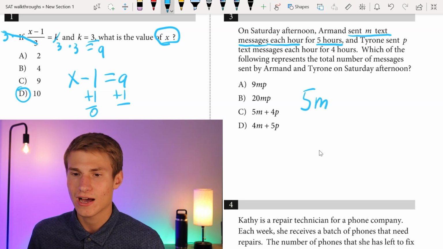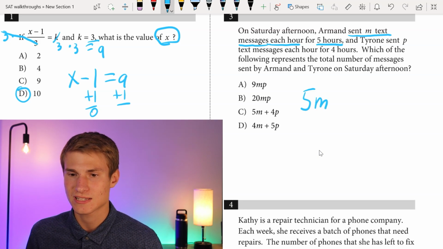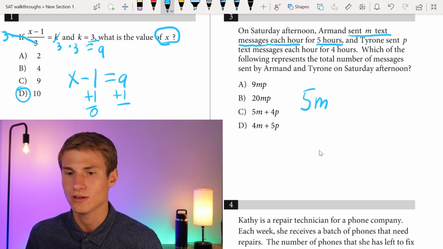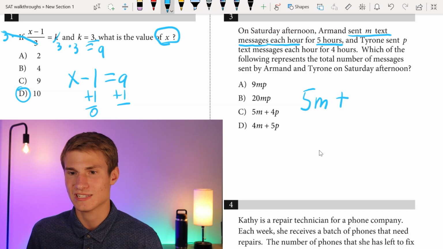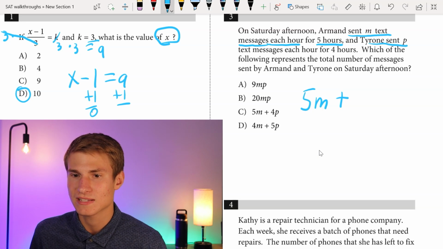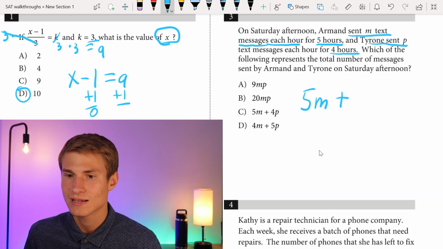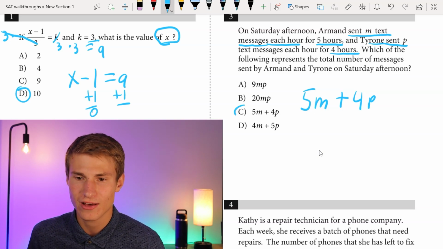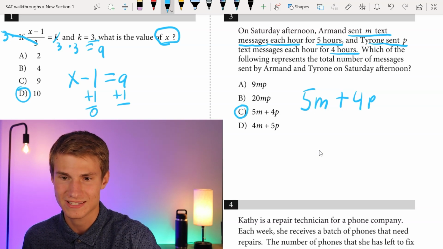We have 5 hours times the rate at which he's sending those text messages per hour. Our hours will cancel and we'll be left with the total number of text messages he's sending. Same thing with Tyrone, but instead he's sending them for 4 hours at a rate of P text messages per hour. So our total answer there is going to be 5M plus 4P, which will be answer choice C.